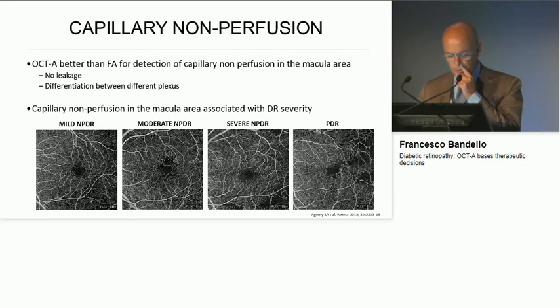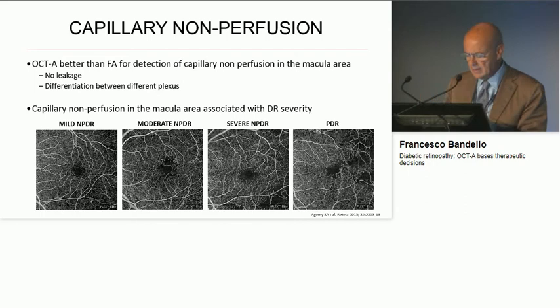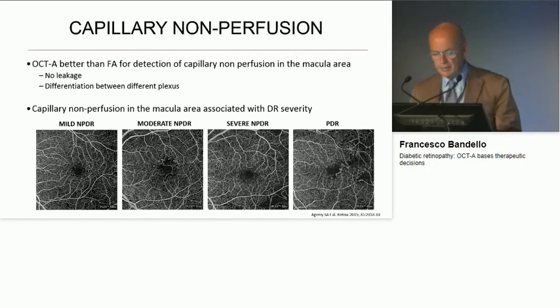What about capillary non-perfusion? Capillary non-perfusion maybe is the best thing that we are able to see using OCTA, but unfortunately at the moment, as you know, you can do it only at the macular area, in the central part of the retina, and we know very well that in diabetic retinopathy, the periphery of the retina is very important for the evolution of retinopathy.